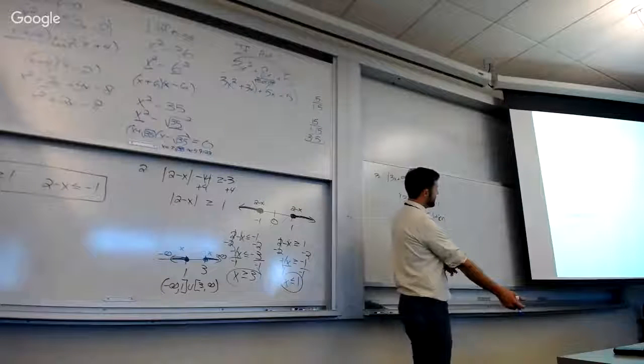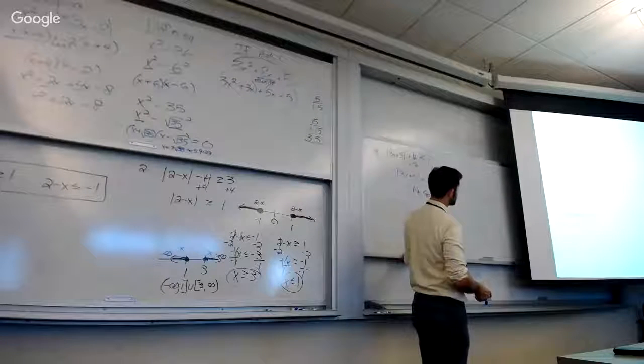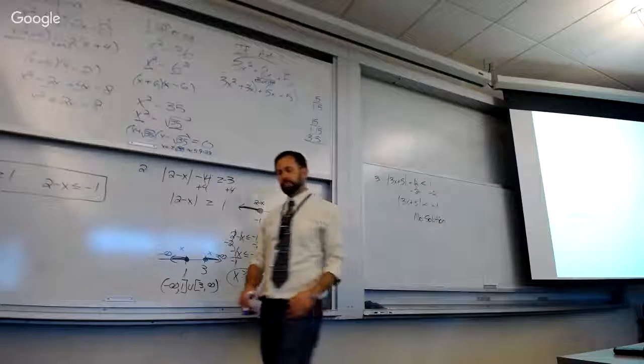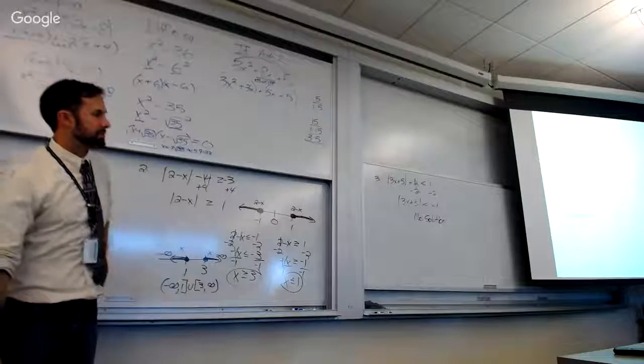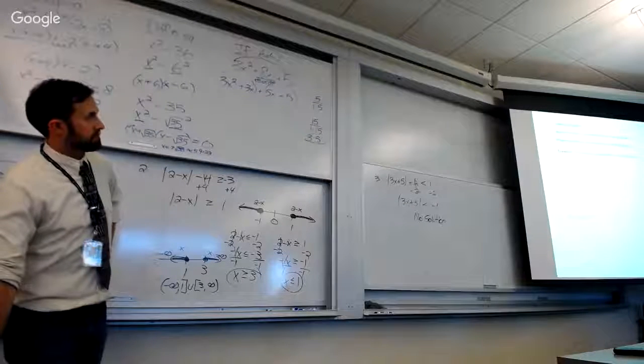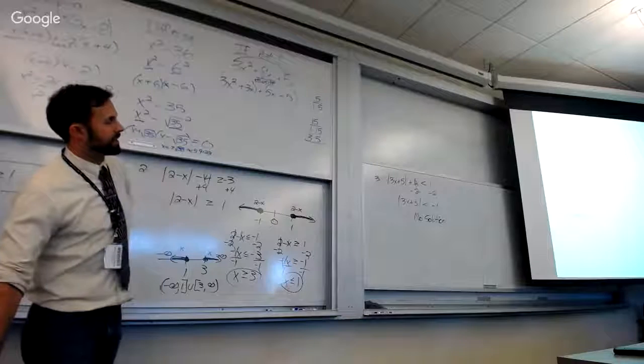Okay. Now, last one, folks. Actually, you know what? We can just cross out number 4. It's an interesting problem to be sure, but we're not going to be dealing with it. Okay. So those were absolute value inequalities.